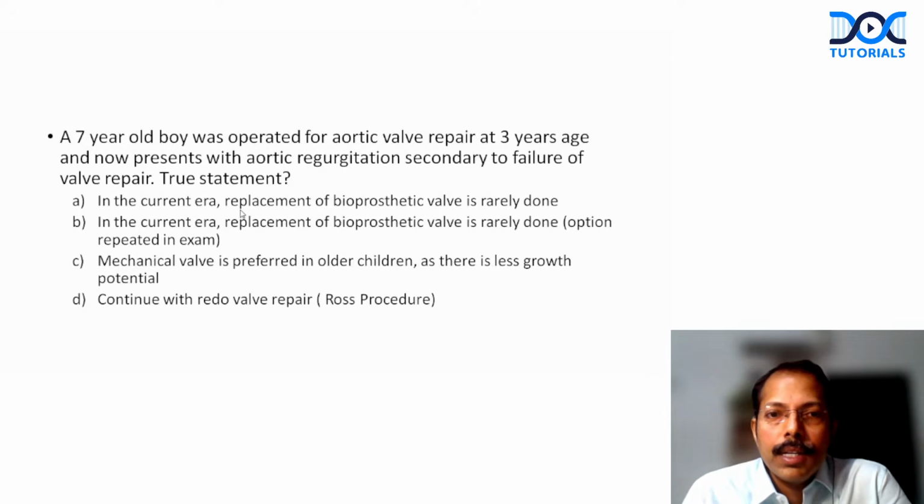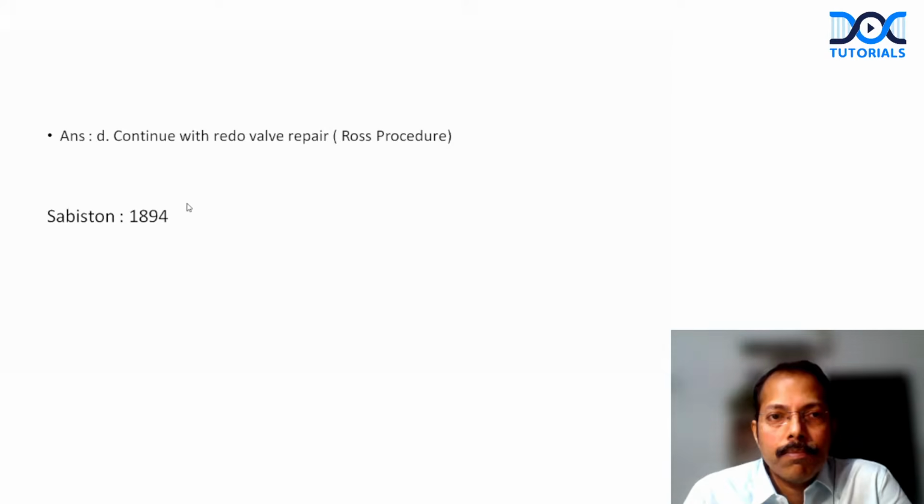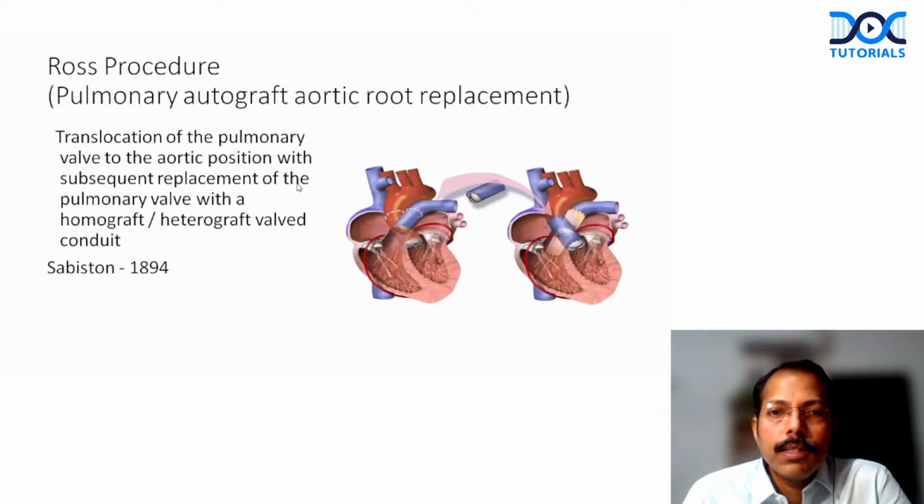In the current era, replacement of bioprosthetic valve is rarely done. Again, it has been repeated. And the third option was mechanical valve is preferred in older children as there is less growth potential. The last option is continue with the redo valve repair, that is Ross procedure. So what could be the true statement? The true statement is Ross procedure. So we have to do redo valve repair. Okay, so in a child, we should do valve repair.